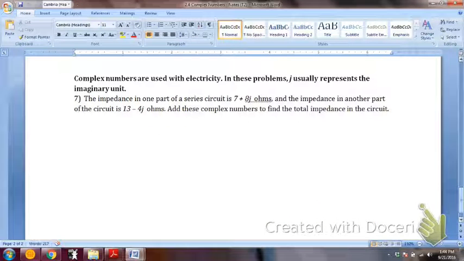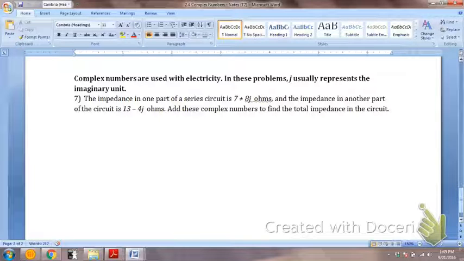Here you go. Complex numbers are used with electricity. In these problems, J usually represents the imaginary unit. So in 7i, they're just using J, but it's the same thing. The impedance in one part of a series circuit is 7 plus 8J ohms. Ohms is the unit of measurement. This is a physics question. And the impedance in another part of the circuit is 13 minus 4J ohms. Even if you have no clue what that means, it says add these complex numbers.